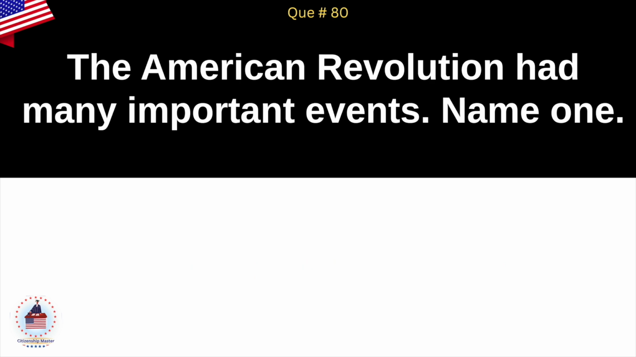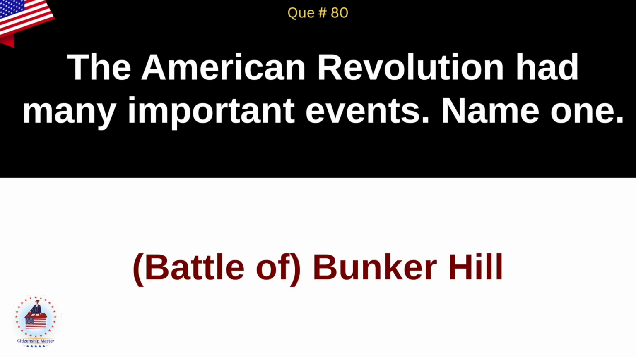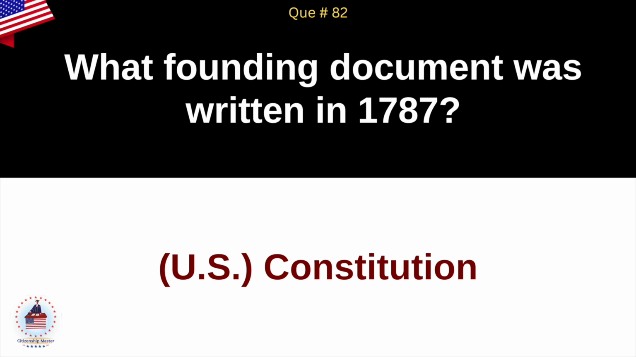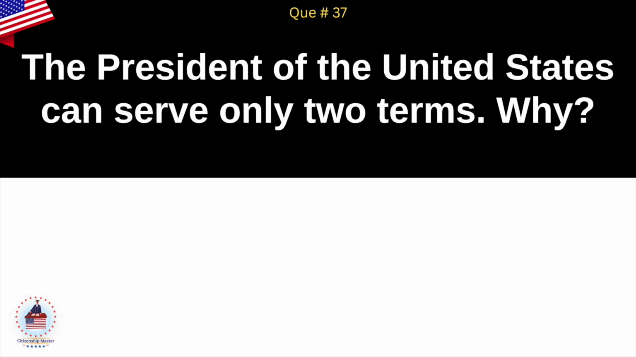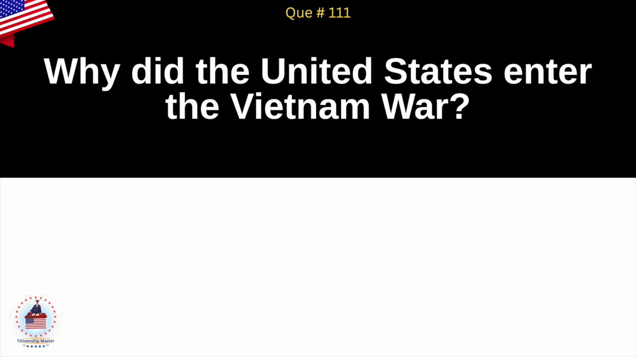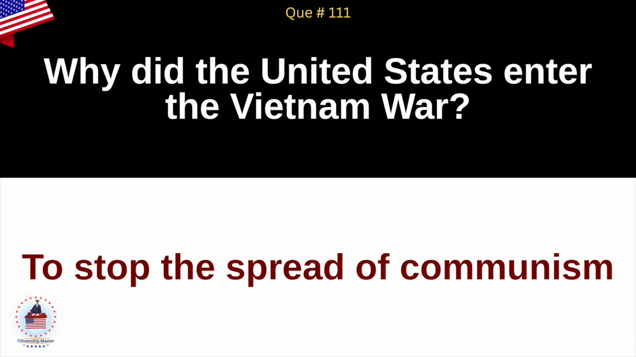The American Revolution had many important events. Name one. Battle of Bunker Hill. What founding document was written in 1787? U.S. Constitution. The President of the United States can serve only 2 terms. Why? Because of the 22nd Amendment. Why did the United States enter the Vietnam War? To stop the spread of communism.